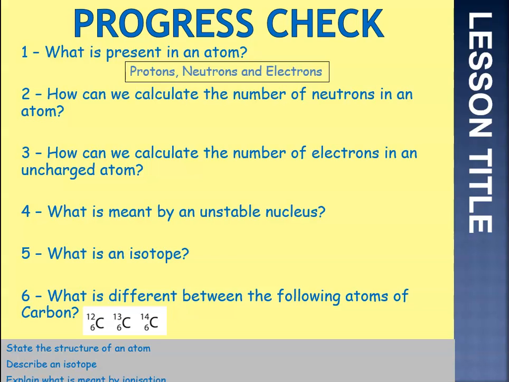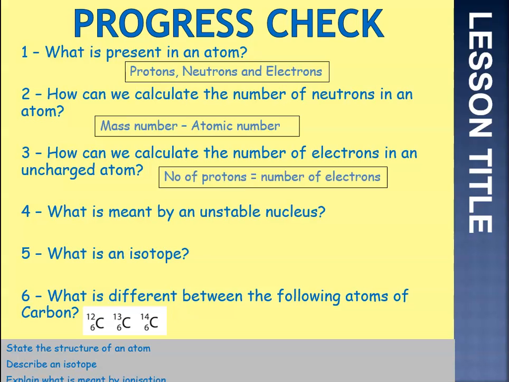Question 2. How can we calculate the number of neutrons in an atom? We take the atomic number away from the mass number. That's always the smallest number away from the biggest. How can we calculate the number of electrons in an uncharged atom? It's that uncharged that tells us what we need to know. If it's uncharged, the positives balance out the negatives, so the number of protons would be equal to the number of electrons.